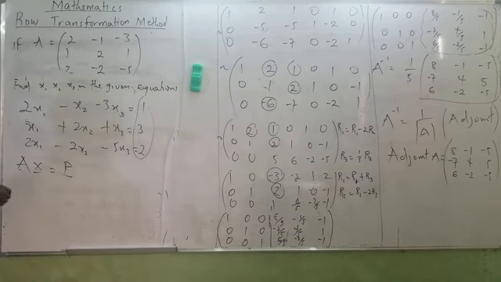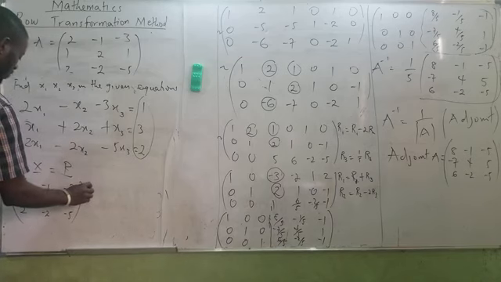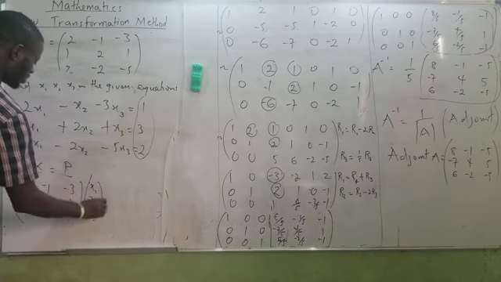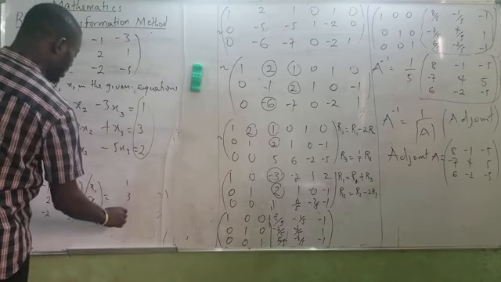It means I can say, what is my A? My A is the coefficient of what? Of the variables given to you, which I will be having 2, minus 1, minus 3, and 1, 2, 1, and 2, minus 2, minus 5. Now, my x will be what? x1, x2, x3. It will be equal to, what is my b? 1, 3, 2.